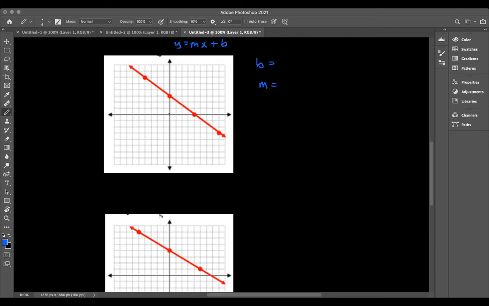Okay. Where does it cross the y-axis? Right here. So that's 1, 2, 3. So it's positive 3. Now I just have to figure out what the slope is.